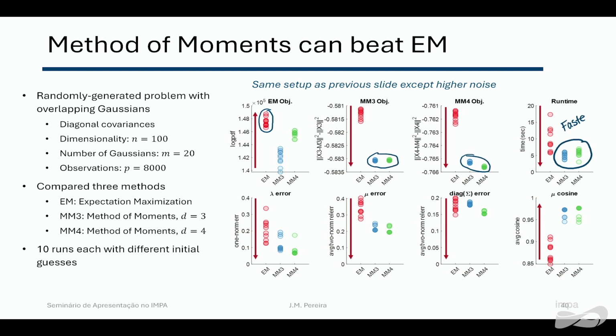Another example here, now the EM was better in their own objective, but we were still better in most of the other things that we were measuring. We were better in recovering lambda, mu, and sigma.